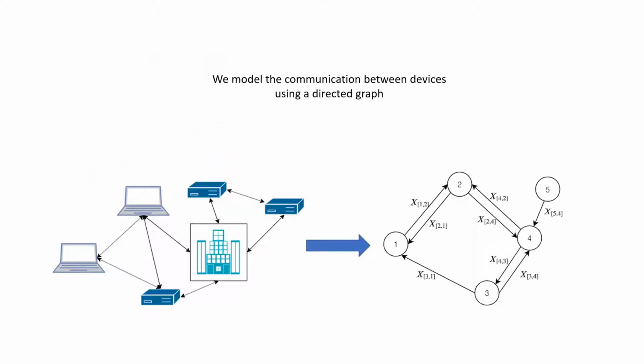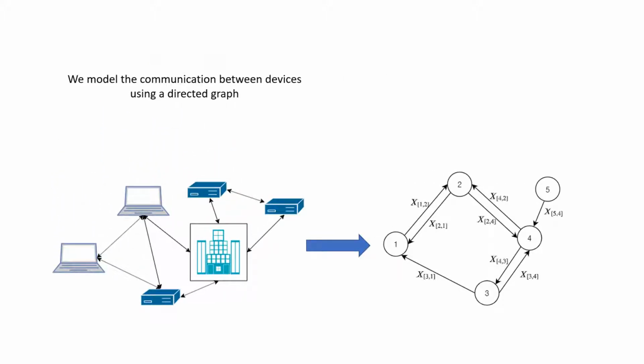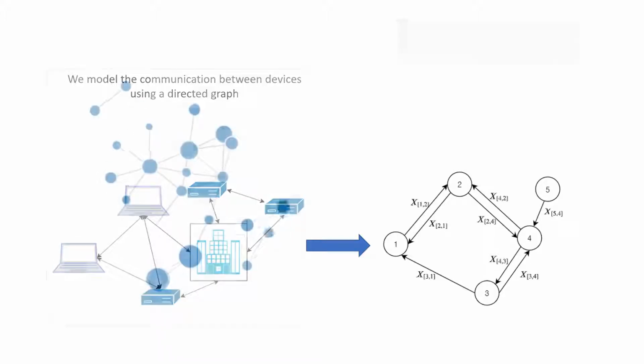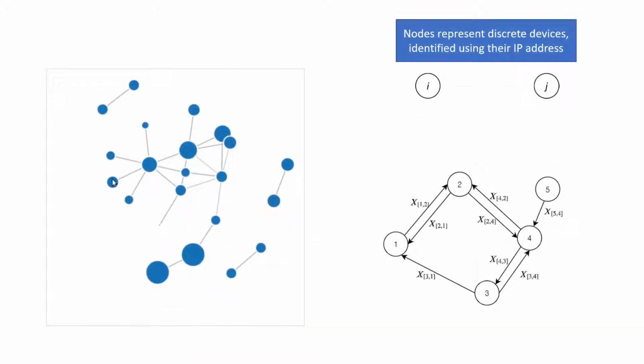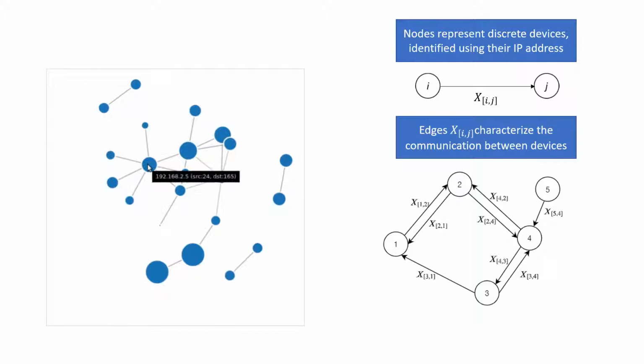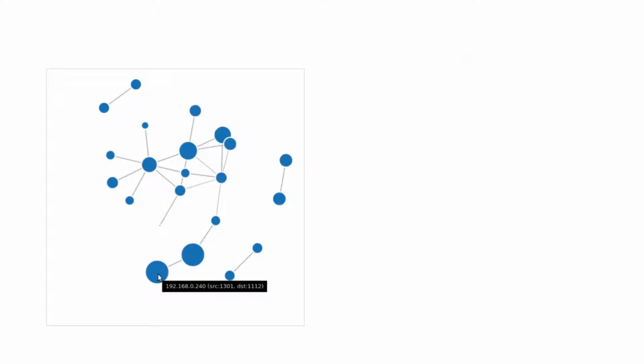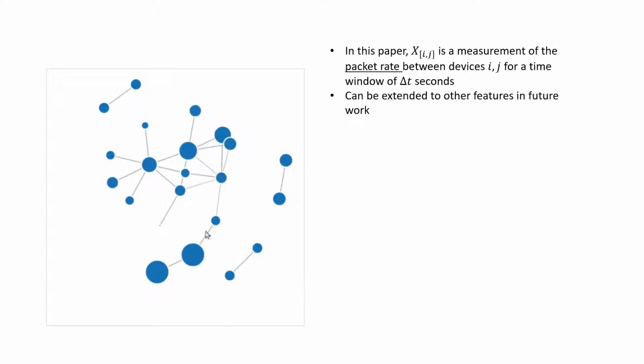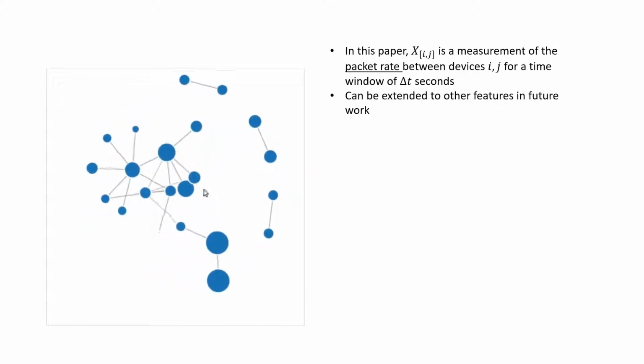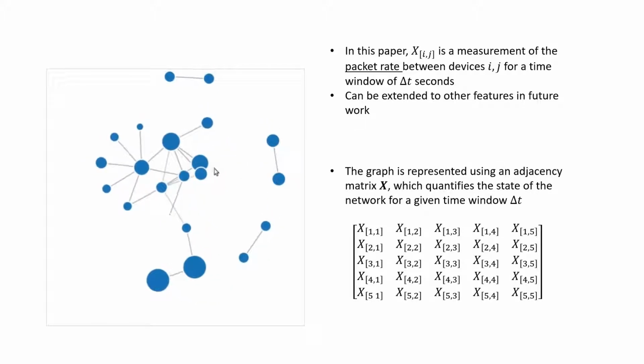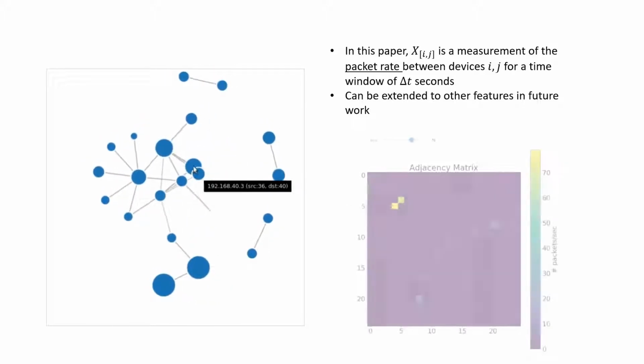We model the communication network between devices using a directed graph. Nodes represent devices which are identified using their IP address. Edges characterize the communication between devices. Each edge represents the packet rate between corresponding devices. The graph is represented using an adjacency matrix.